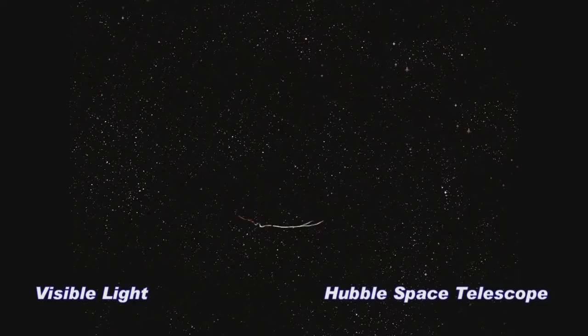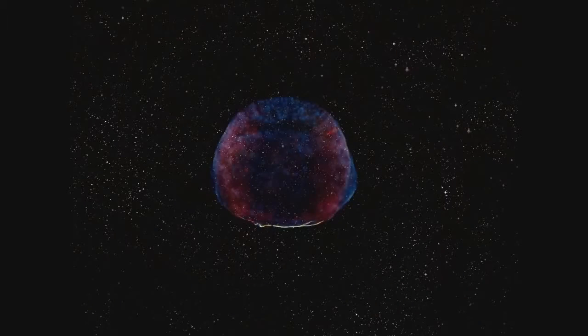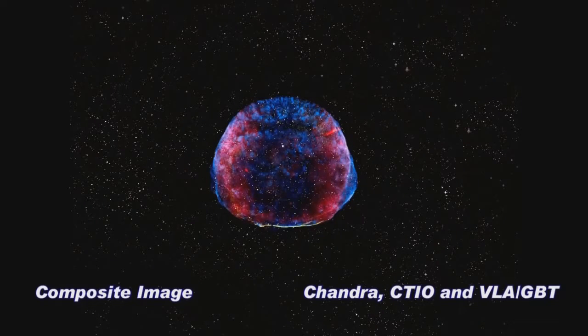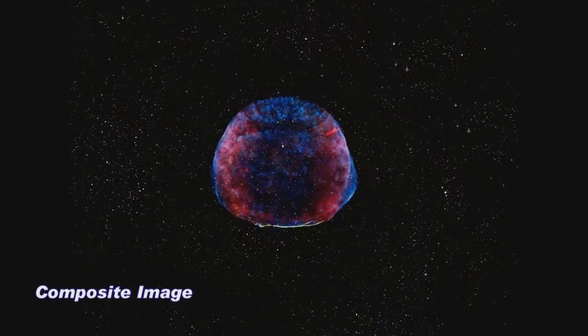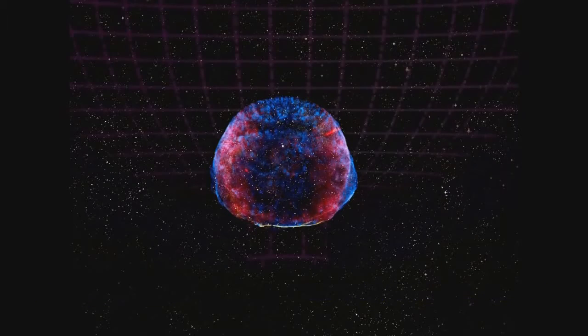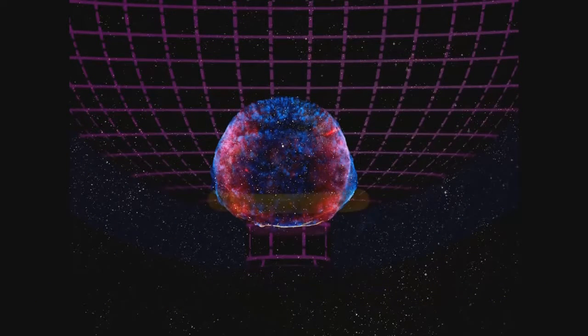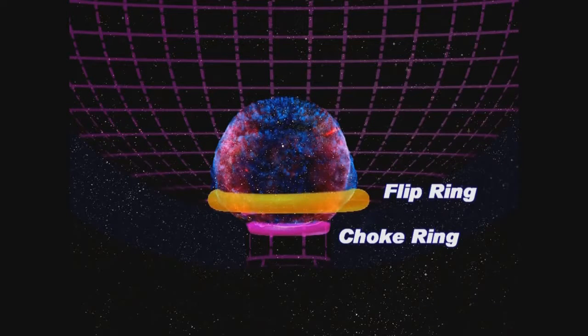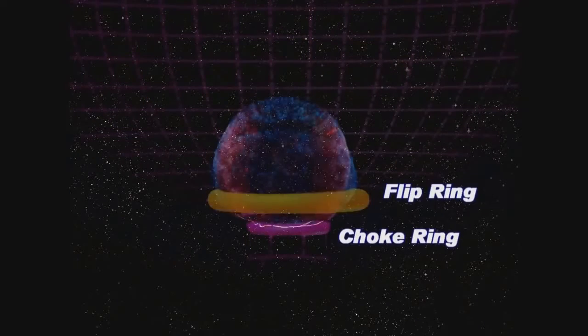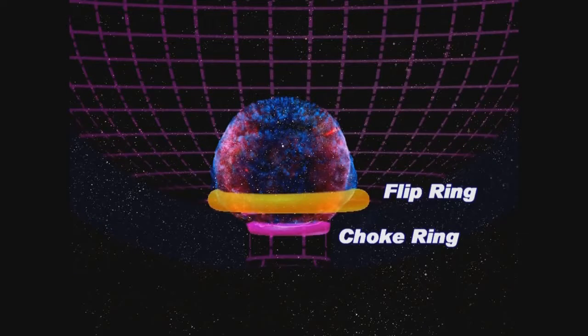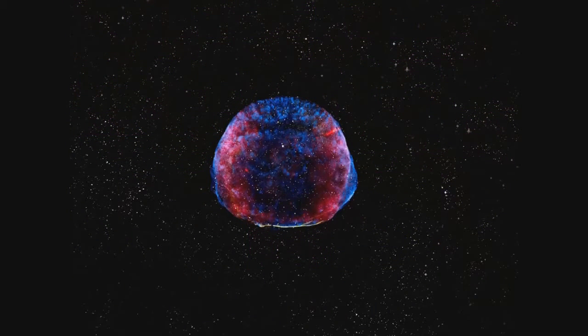This image of SN1006 shows what is seen in wavelengths of light visible to the human eye. Now added to the Hubble image, we have that which is seen in other wavelengths by other telescopes. Where the magnetic field is the strongest is at the choke ring, and this is also where matter is compressed to the greatest density. This is why the choke ring area of SN1006 is the only part of SN1006 visible to the human eye. This is where matter has the highest density and becomes visible.